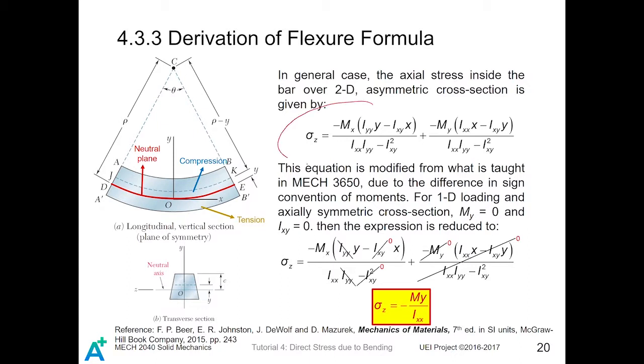Actually, we can simplify this very complicated equation by using our assumptions before. First, given that it is 1D loading, that is, My equals 0, this piece equals 0 means that the whole piece equals 0. Besides, Ixy equals 0, that means this is 0, this is 0. Finally, you cancel out Iyy, then you will have only minus Mx y divided by Ixx remaining. So this is why the two assumptions are so important.